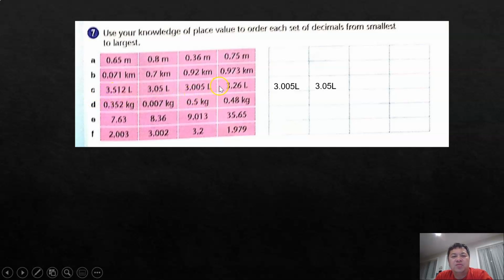So compare these two, 3.26 and 3.512. Yep, 3.5 is larger than 3.2, so 3.2 is the next one. 3.26 liters is the next one, and the largest is 3.512 liters. Okay, always go in terms of the sequence to see which is the smallest. Okay, looking at the extreme value.